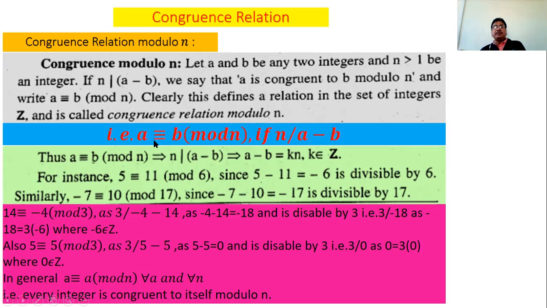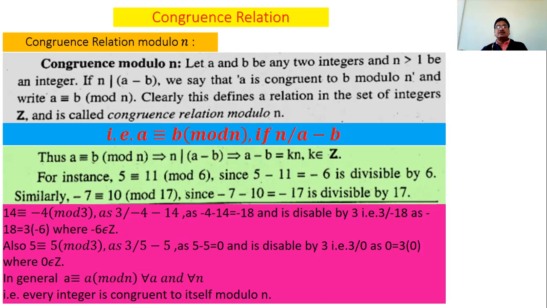So what is the definition of a is congruent to b modulo n? If n divides a minus b, then a is congruent to b modulo n. And we know that when n divides a minus b, a minus b can be expressed in the form n times some integer. So the definition of congruence relation also depends on the definition of divisibility.